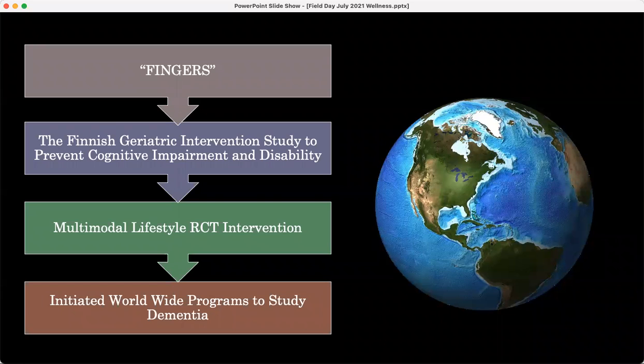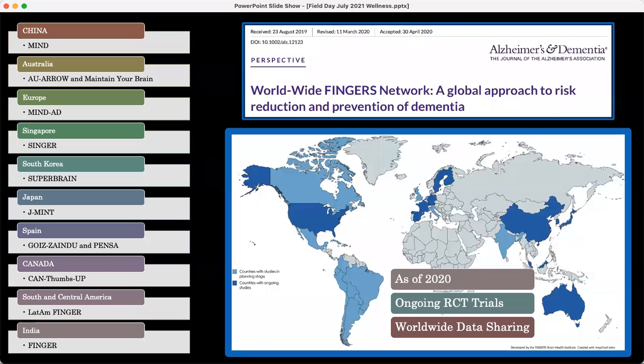Now, this has gone global. There was another program that was initiated by a group called the Finnish Intervention Study. The acronym is the FINGERS program to prevent cognitive impairment. This has become a multimodal lifestyle randomized controlled intervention program. And it was also very successful, and it initiated a worldwide program to study dementia and Alzheimer's. So as of 2020, all of these ongoing randomized controlled trials are going around the world and sharing data. And these are all the countries that are involved in it. These are their individual acronyms for their control studies.